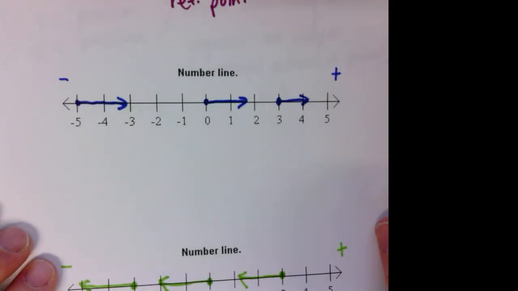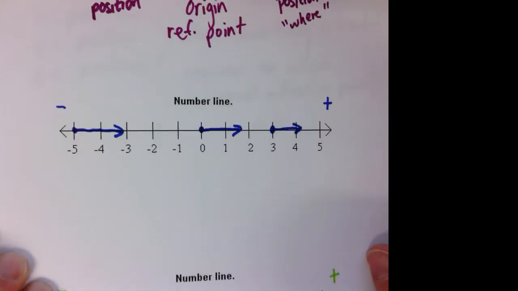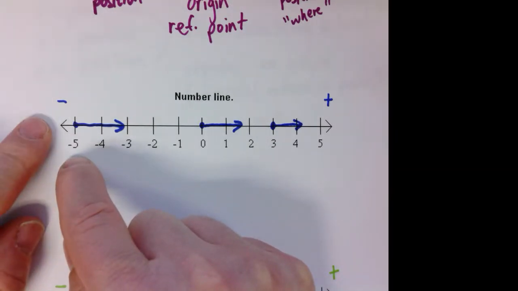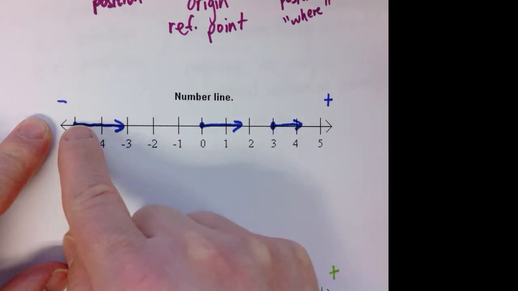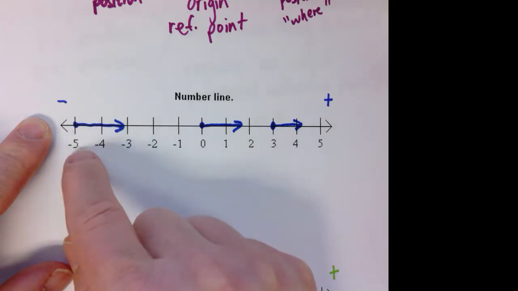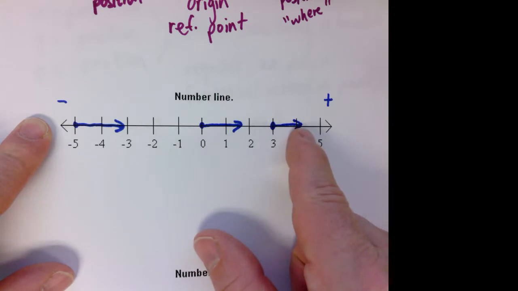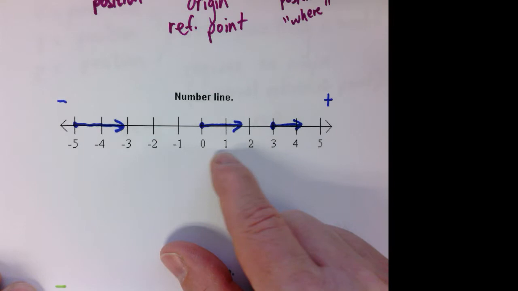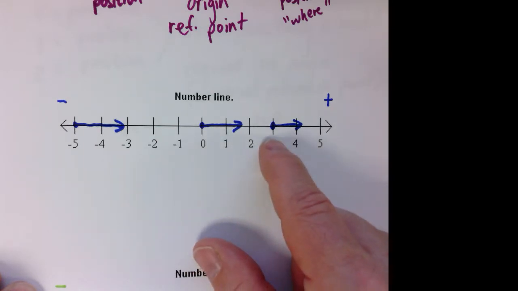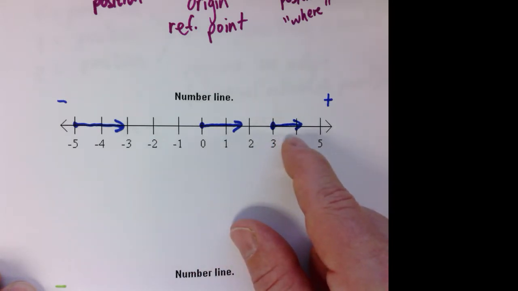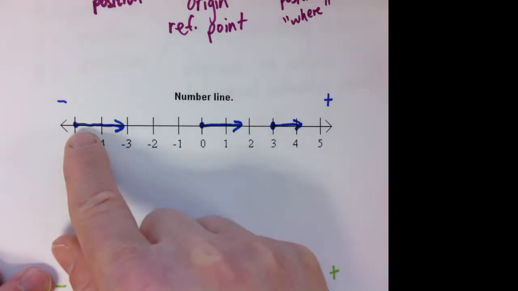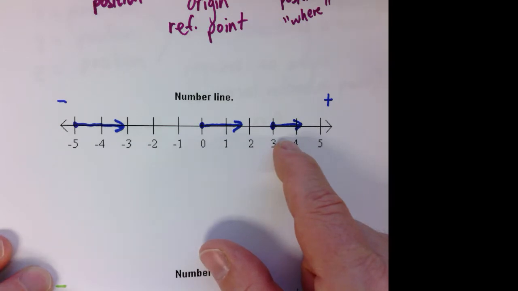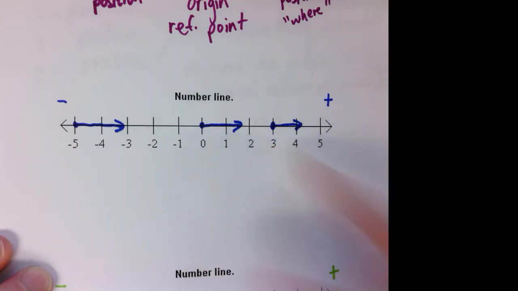Let us consider some examples where the position is changing. In this case, we have a position that starts out at -5, and the object is moving in this direction toward more positive numbers. Here we have a different object at 0 and moving toward more positive numbers. And here one at 3 moving toward more positive numbers. What we would say is that the change in position of all three of these is positive. The direction of change is positive.